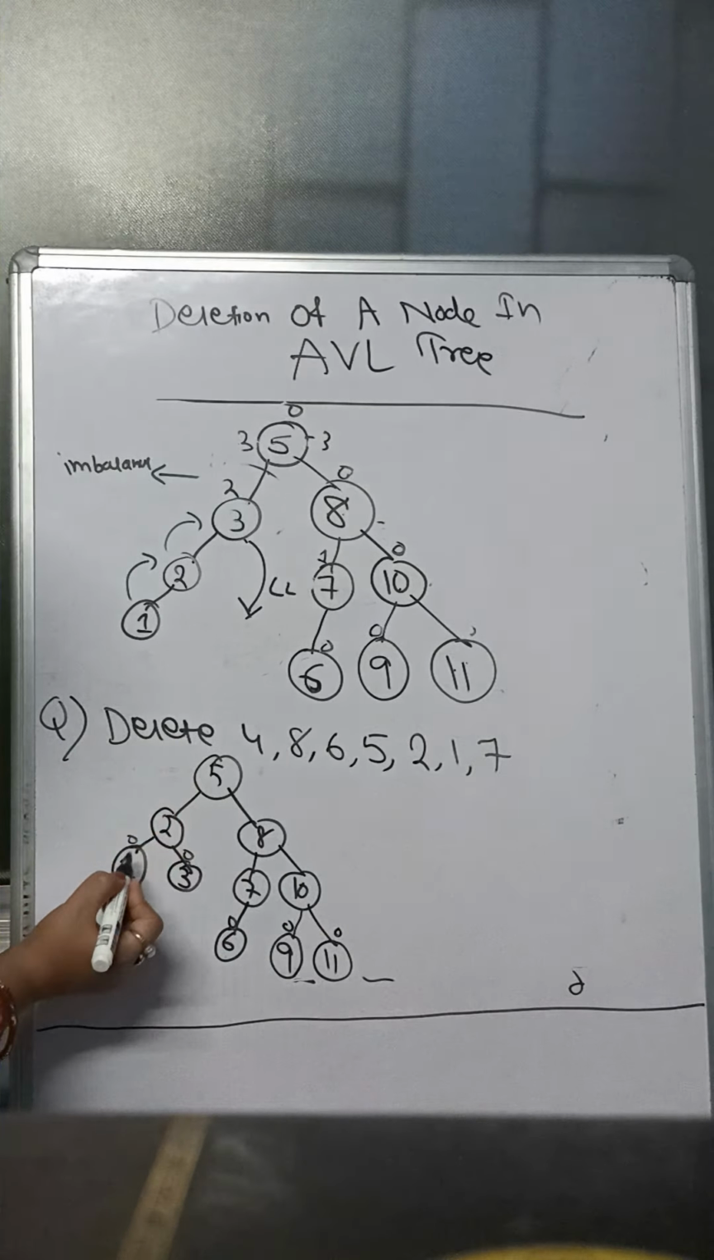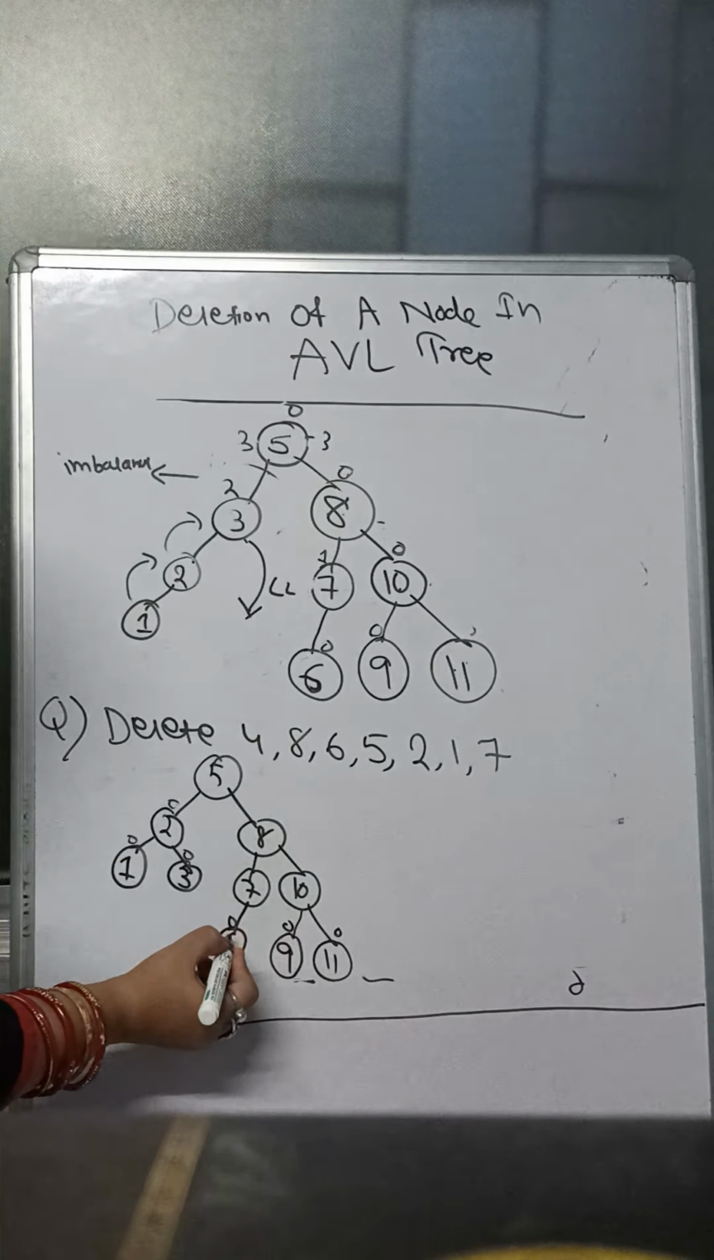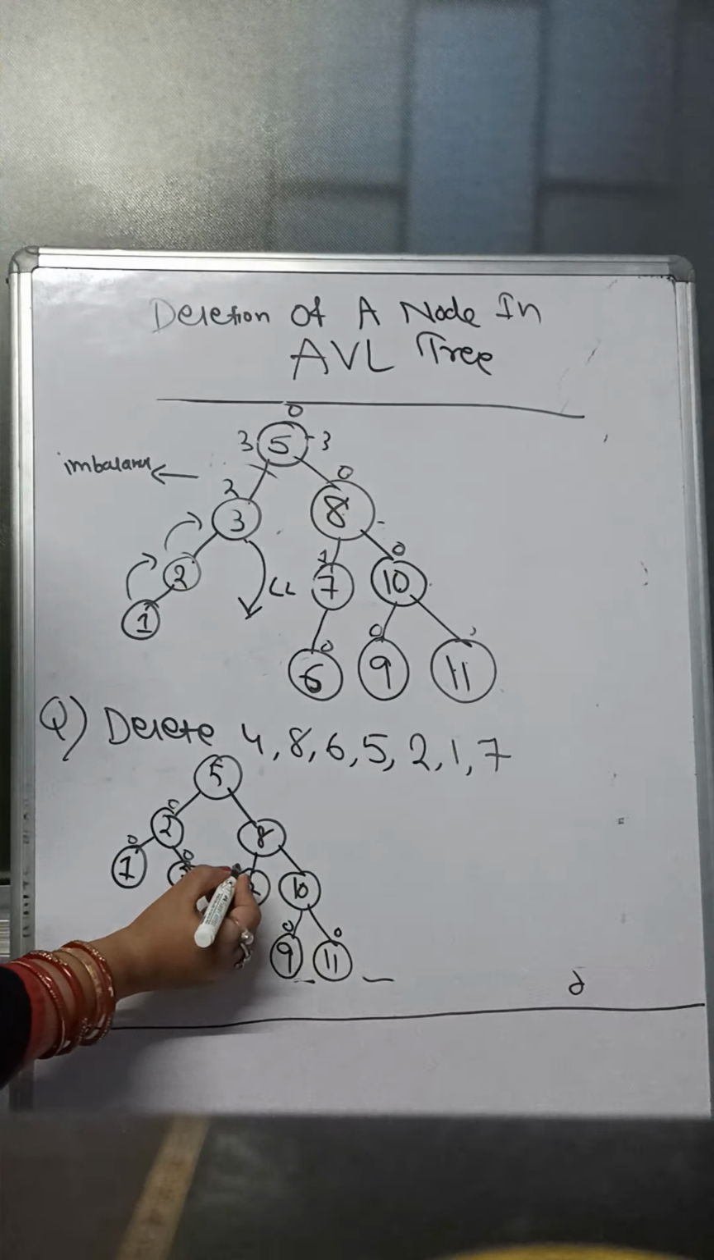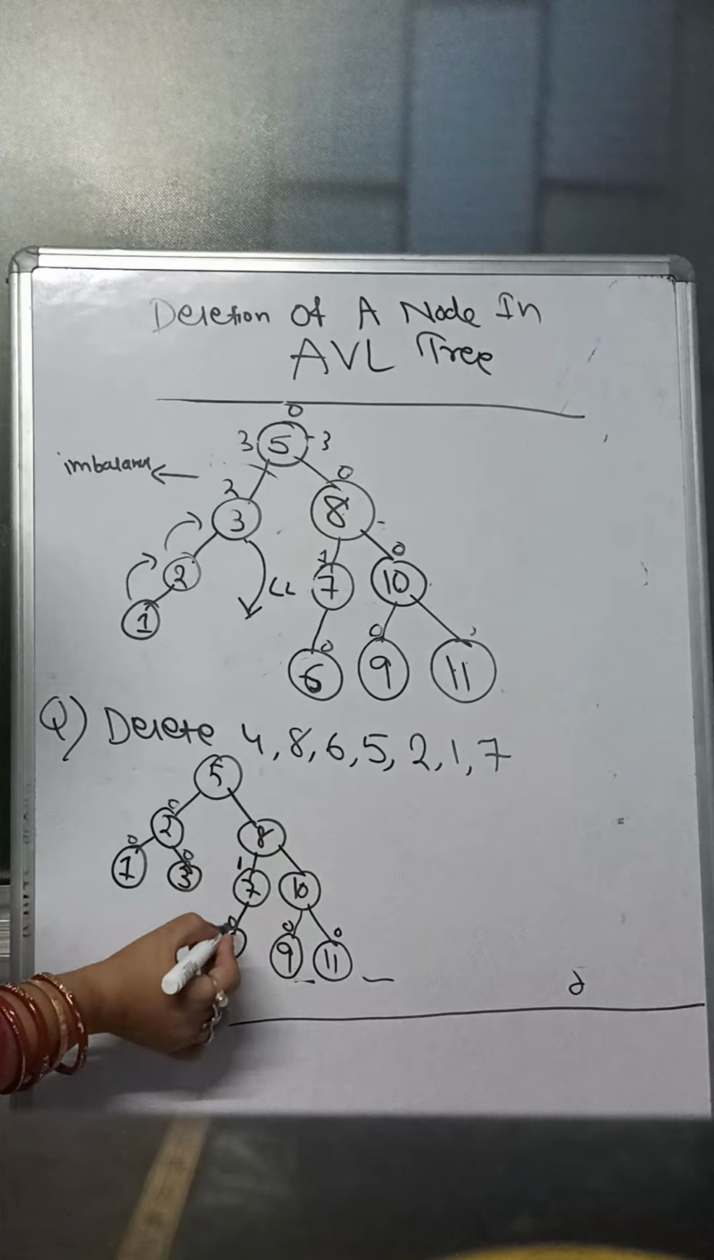Let's take this side: 0, 1, 0, minus 1. 1 and minus 1, difference 0. Okay, then I have to take this 0, then this is your 1, but no right subtree, so its balance factor is 1, 0, 1, 2.